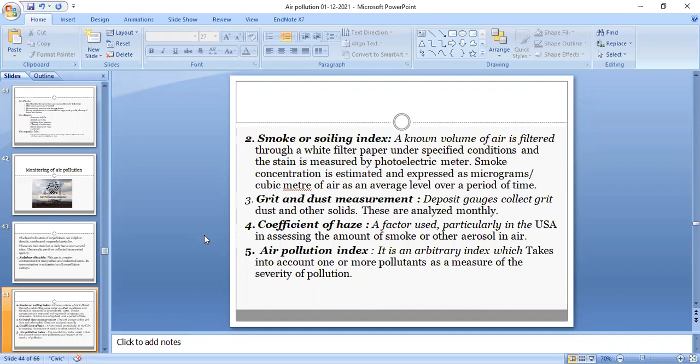Now the coefficient of haze. This factor is also used, particularly in the USA, in assessing the amount of smoke or other aerosol in the air, as it causes decreased vision. Now the air pollution index. It is an arbitrary index which takes into account one or more pollutants as a measure of the severity of a pollution.